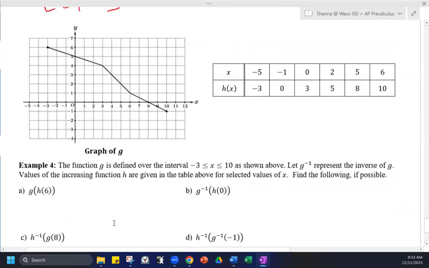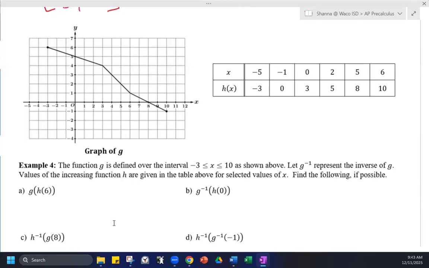Well, surprise. Here we go. We have a table and a graph to analyze at the same time. All right. Graph of G, our domain is from -3 to 10. And then the table H of X, its domain is not a continuous domain, it's a discrete domain. So we have specific points that we can use for H of X.